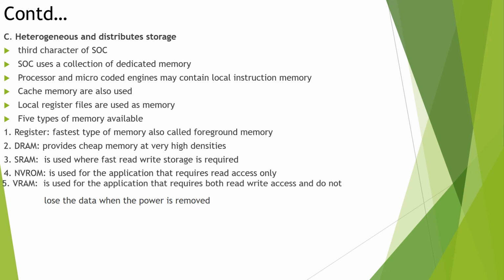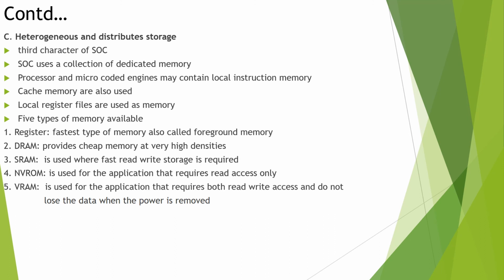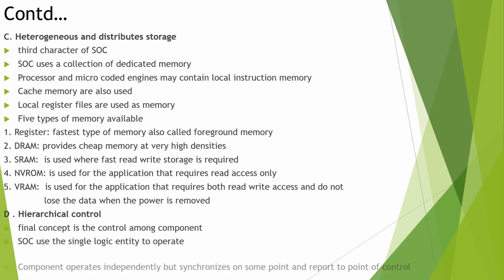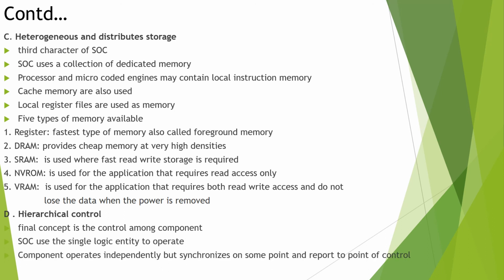4. NVROM. It is also called non-volatile read-only memory. It is used for applications that require read access only. 5. VRAM. It is also called volatile random access memory. It is used for applications that require both read-write access and do not lose the data when the power is removed. Now the last is hierarchy of control.